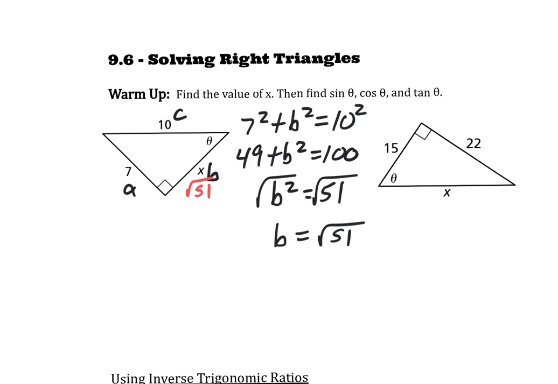Okay, we could try to break it down and see if it simplifies. Is there anything that goes into 51? Three does, which would be 3 times 17. Can I break 3 or 17 down anymore? No. So even though there is something that goes into 51, there are no pairs, so we can't simplify it any further. That's why we would go ahead and write it as radical 51.